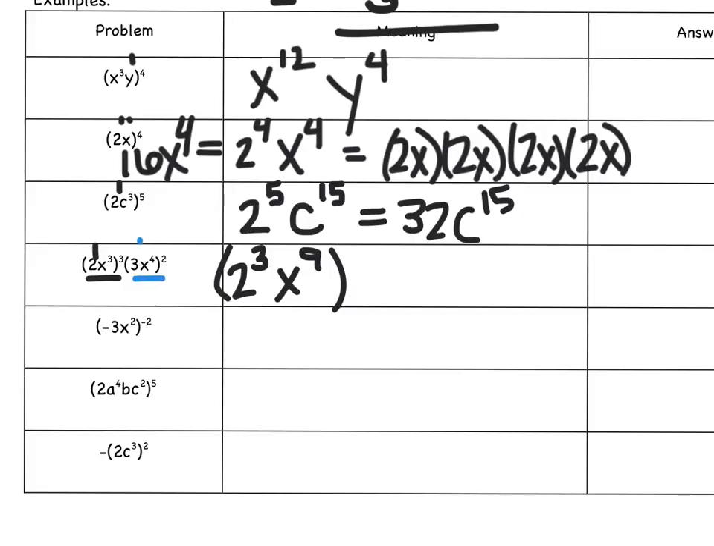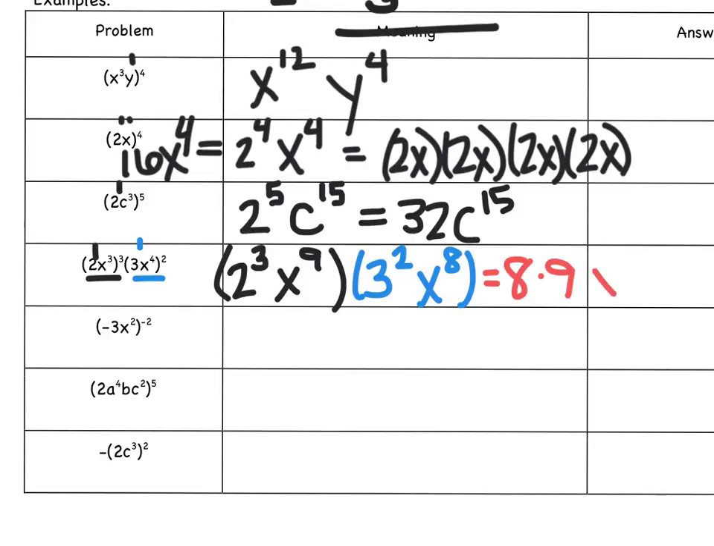So 3 has a power of 1 to a power of 2. So 3 to the 1 times 2, which is 2. And then x to the 4 times 2, which is 8. And we're going to take both of those and combine them together. So 2 to the third is 8. 3 squared is 9. And I'm doing that first to get the numbers out front.